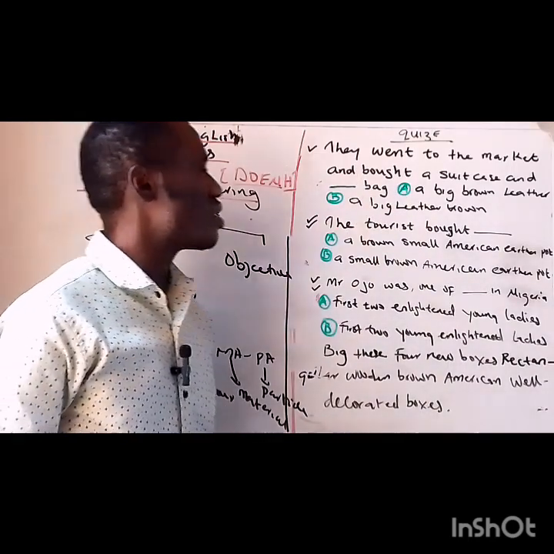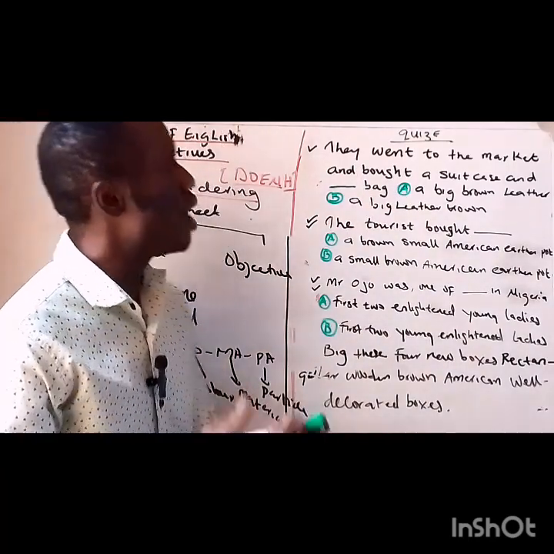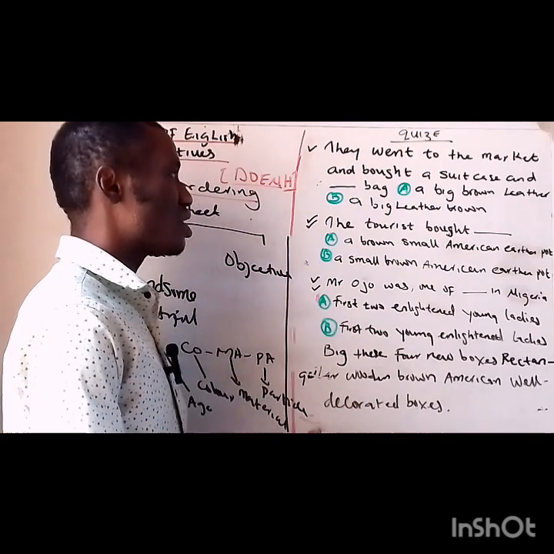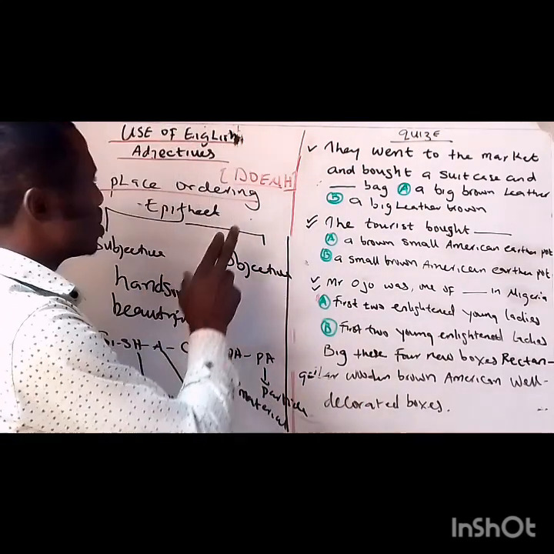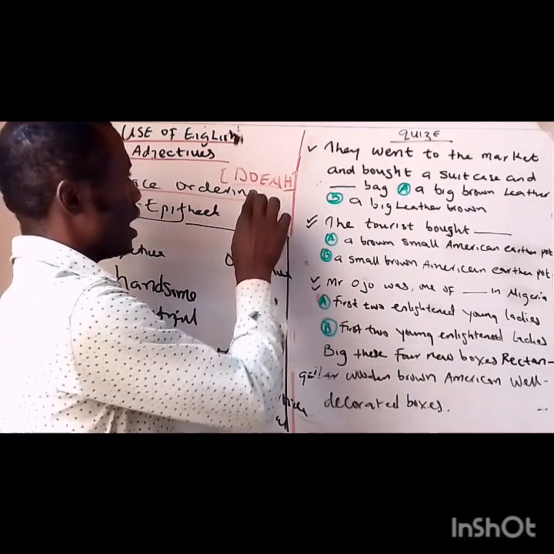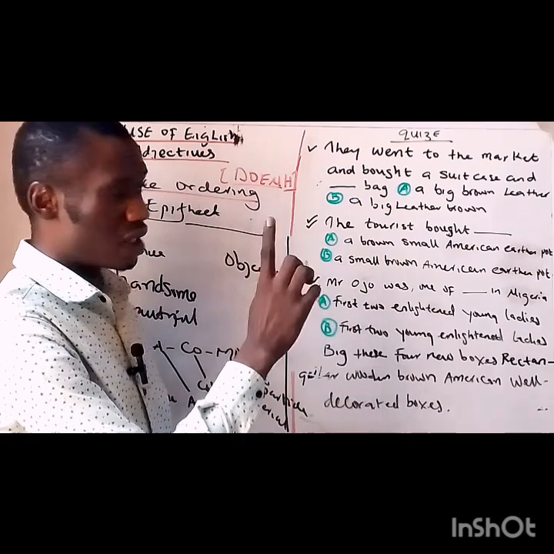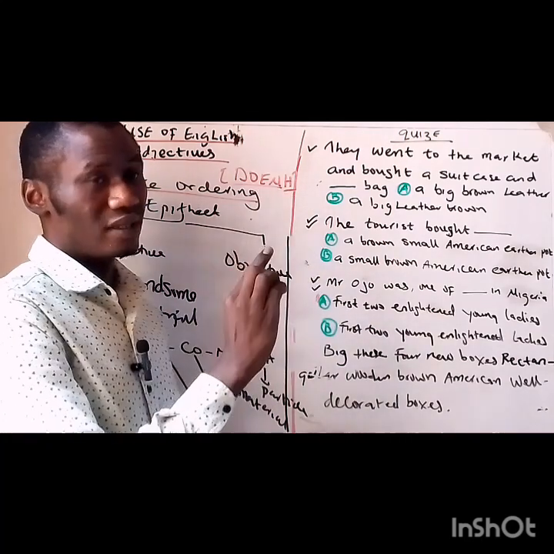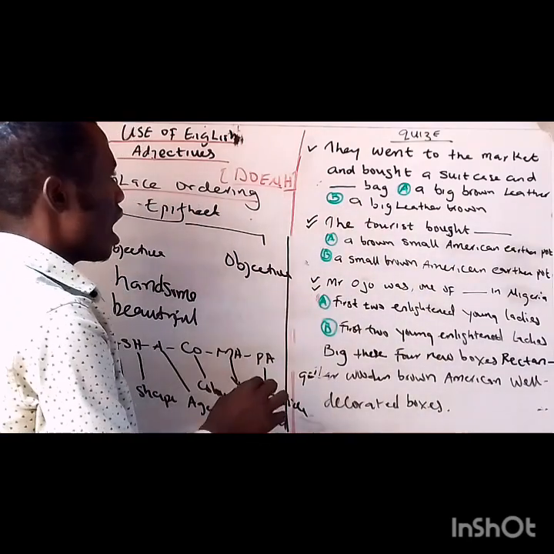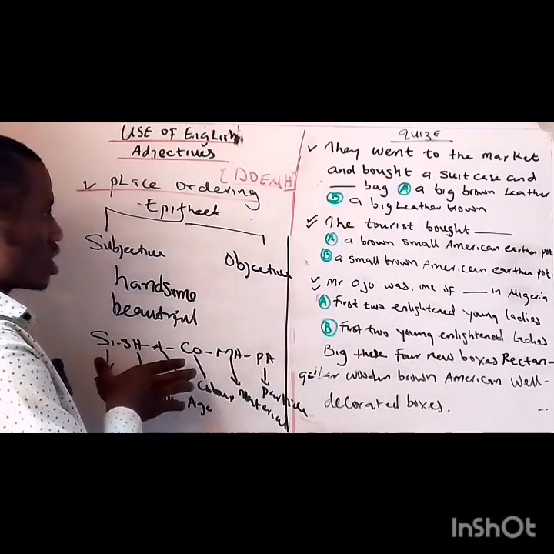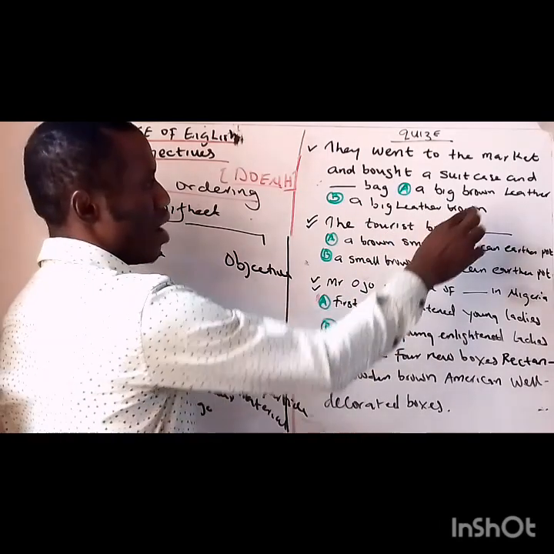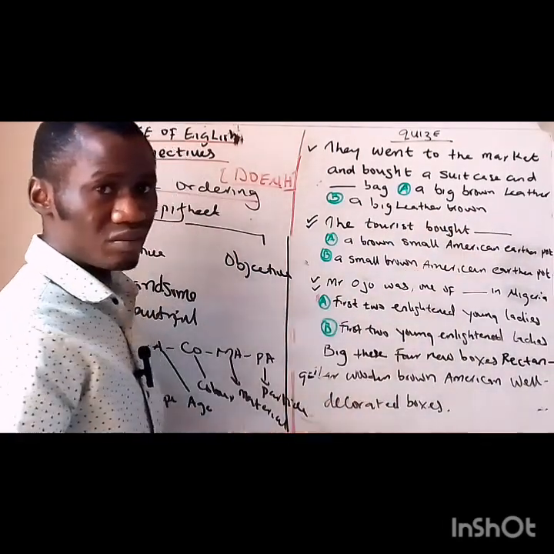The question says that they went to the market and bought a suitcase and dash bag. Now, from this formula, the determinant is the first, and then the ordinator is the second, epithet is the third, nominal, and then the head. Now, look at this. I believe this is the formula to use, Shisha Kumakba, because they are talking about big, which is size, brown, which is color, leather, which is material.